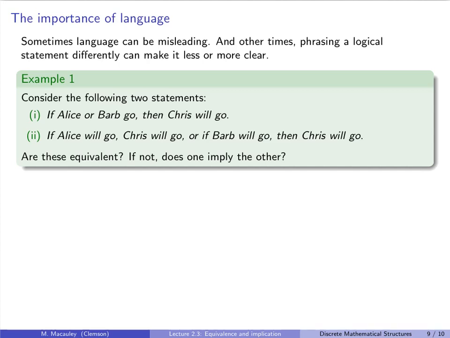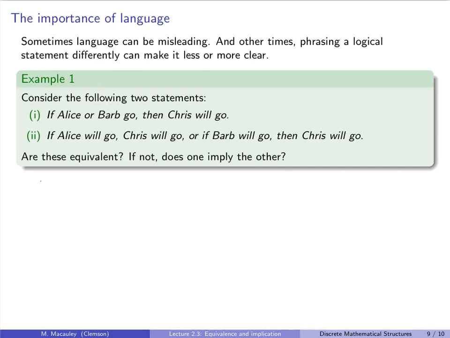We're basically saying that Chris likes these two girls, Alice and Barb, and if either of them goes, presumably to the dance or some event or party, then Chris will as well. However, if we actually draw out truth tables, we will see that these will be slightly different.